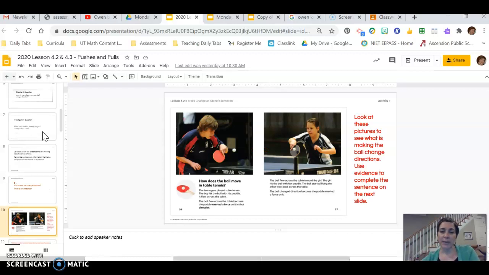I want you to look at this picture of the kids playing table tennis, or you call it ping pong. The ball is going to one side of the table, and then it goes to the other side of the table. So how does the ball change directions? We talked about this on Friday. I want you to think about what is making that ball go the other way.